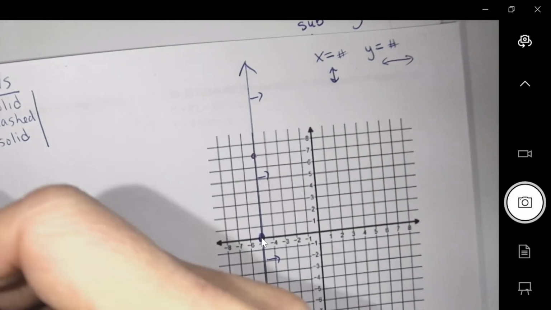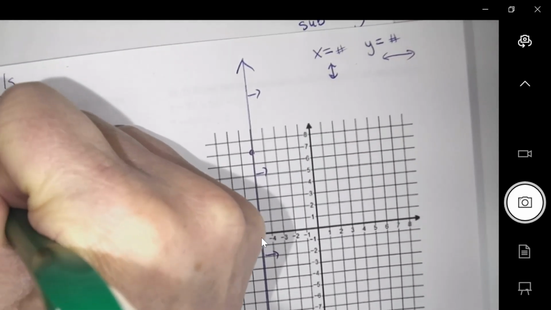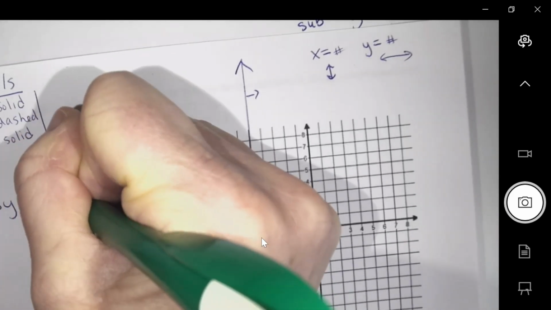Number 2, I'm going to write it down here because we got some work to do.